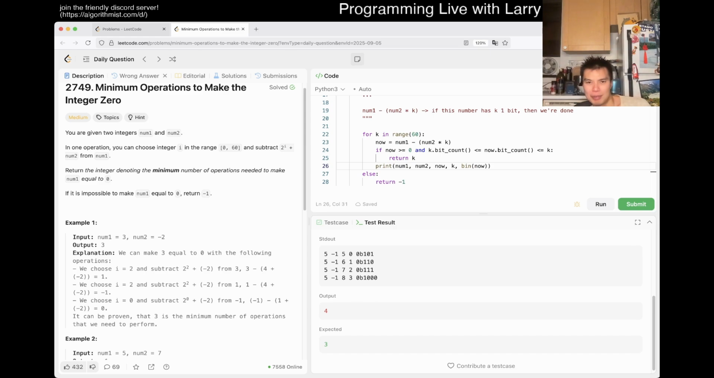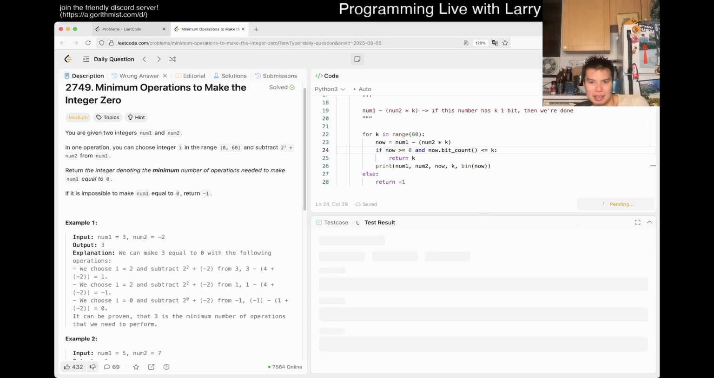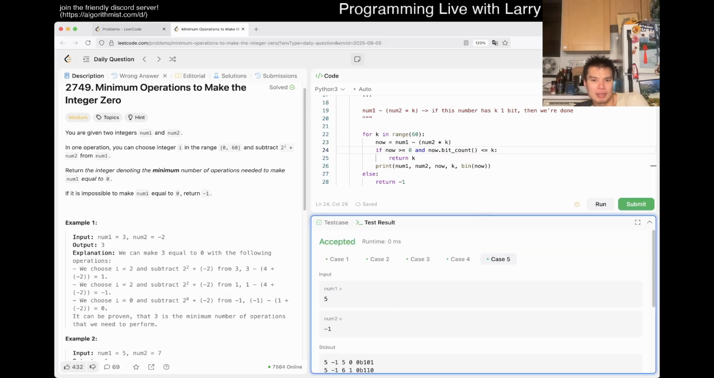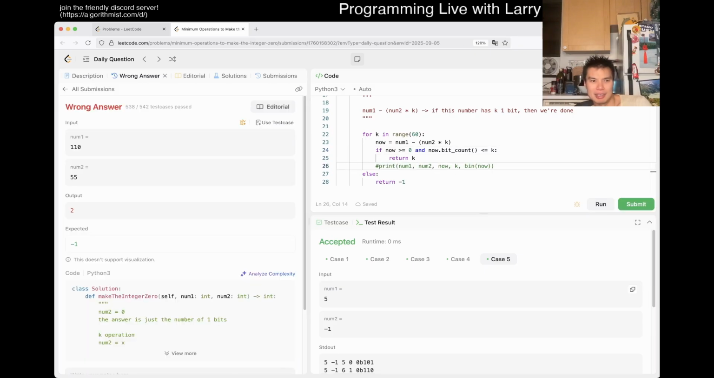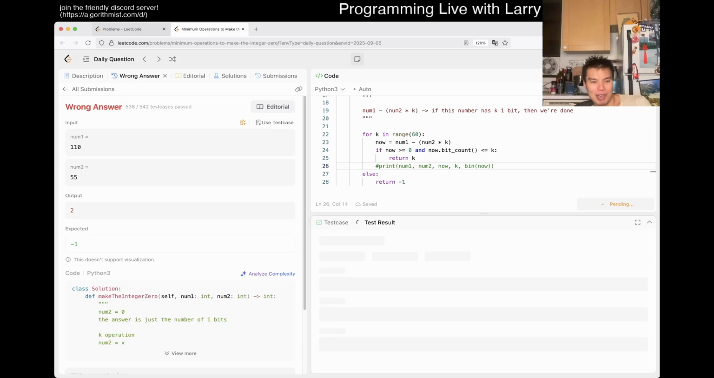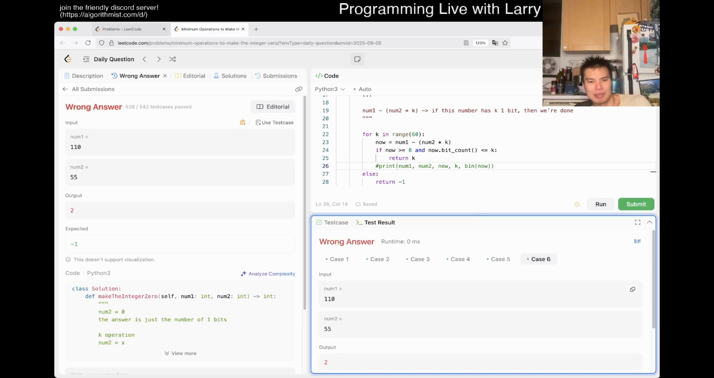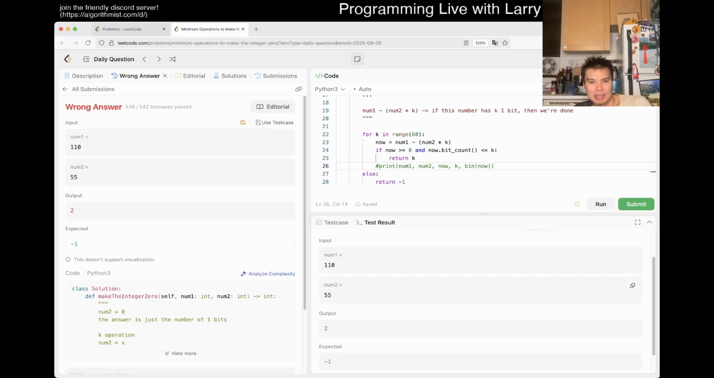Now I'm trying to go back and think, is it always possible? Maybe it just is. I mean, I wasn't able to prove it. That's why I didn't want to YOLO it. But maybe it is. Let's see. Okay. That was not the case. Man, today is one of those problems where I'm missing something clearly.